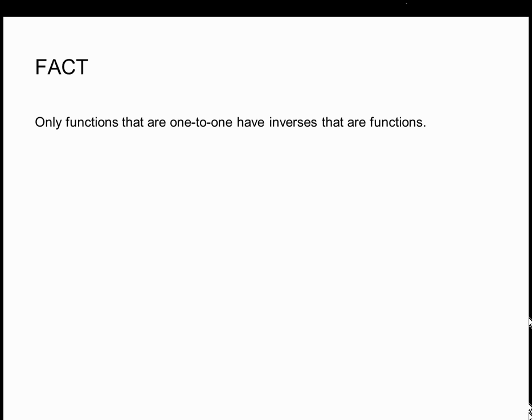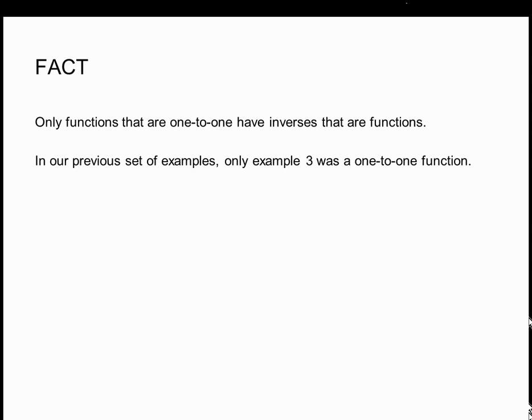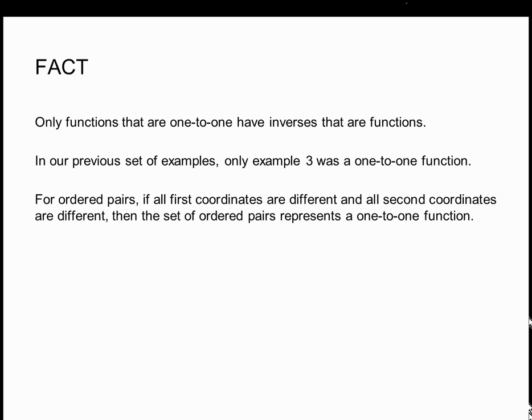Now, there are other functions besides lines that are one-to-one. In our previous set of examples, example 3, remember that was the line, was a one-to-one function. For ordered pairs, if all first coordinates are different and all second coordinates are different, then the set of ordered pairs represents a one-to-one function. Again, we're taking the point of view that we will not list the same ordered pair twice. So if all first coordinates are different and all second coordinates are different, then you have a one-to-one function, which means that its inverse will also be a function. Remember, only the one-to-one functions have inverses that are also functions.